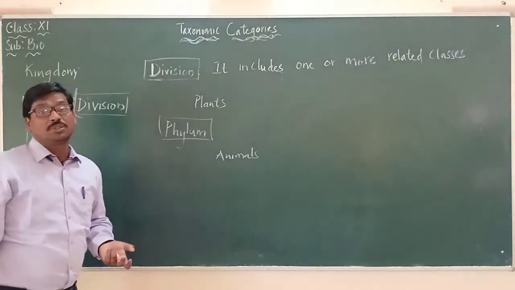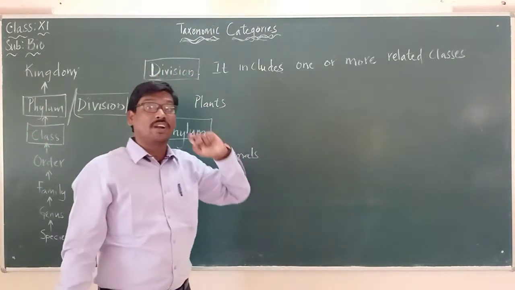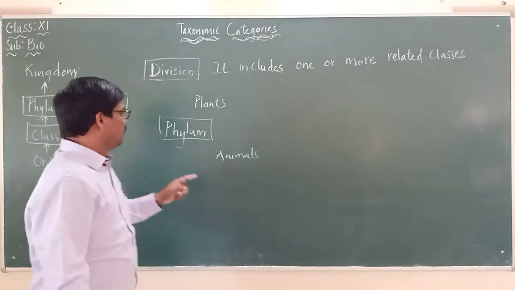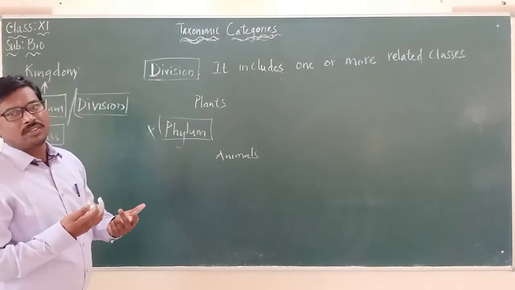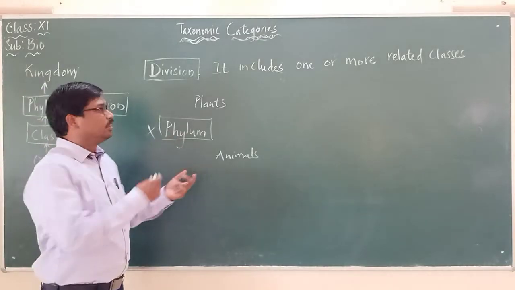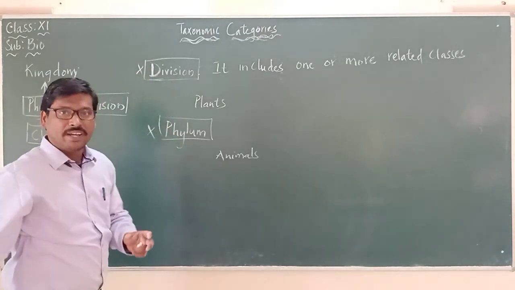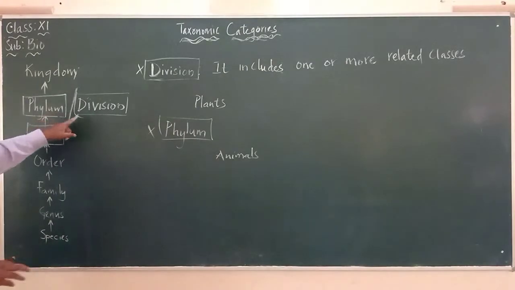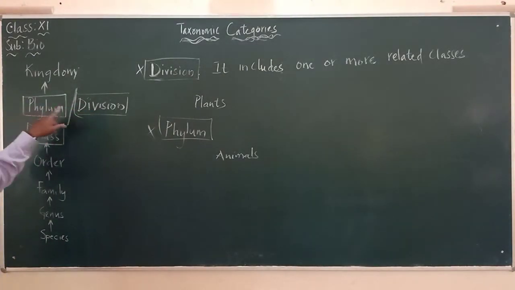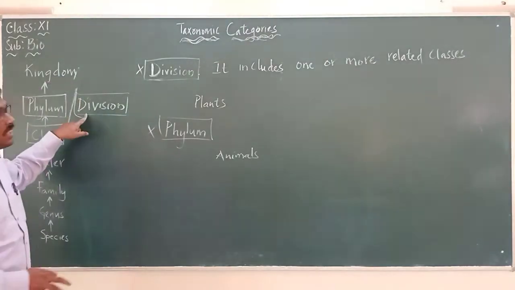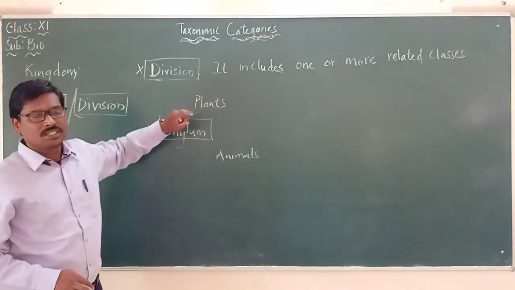When they ask you to write the taxonomic categories in relation to plants, you should not use the word phylum. If they ask you to discuss animals, you should not use the word division. But otherwise, in common, we will write phylum or division. Phylum is for animals, and division is the word for plants.